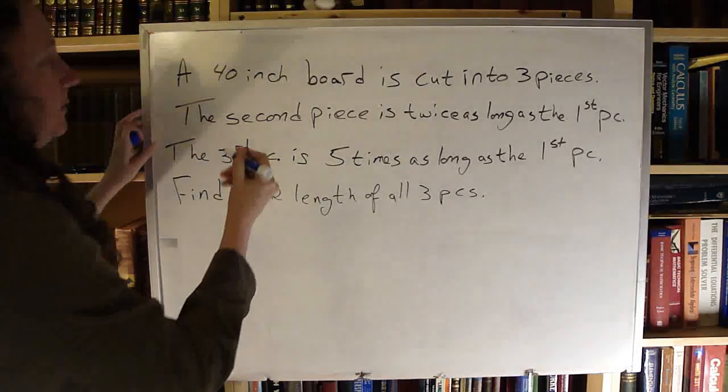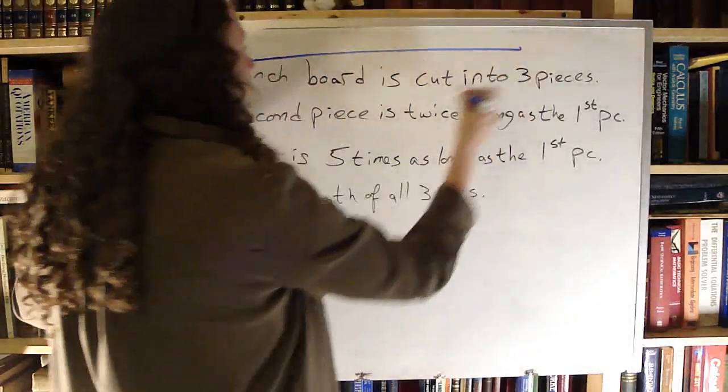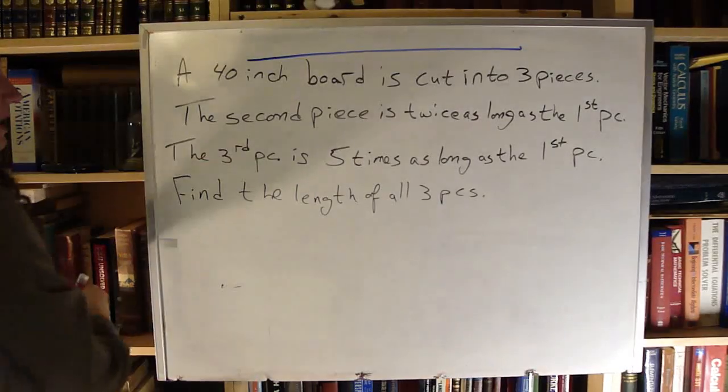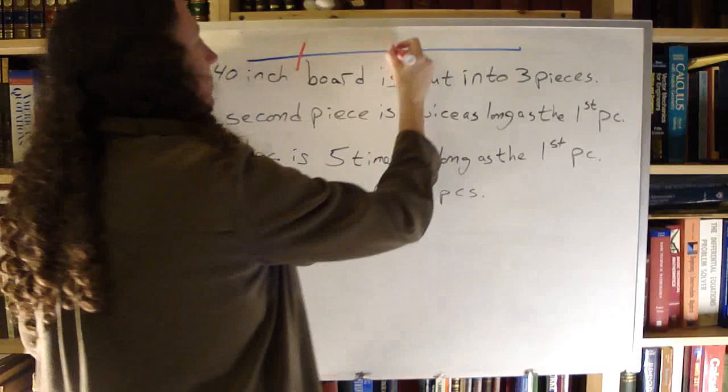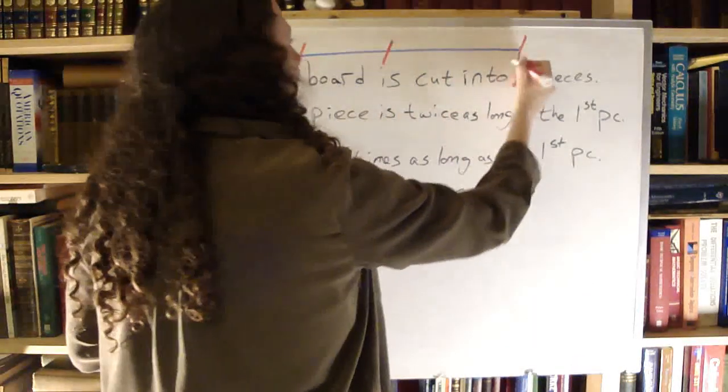So what we have here is a board, and we're going to cut it into 3 pieces. We have piece 1, we have piece 2, and we have piece 3.